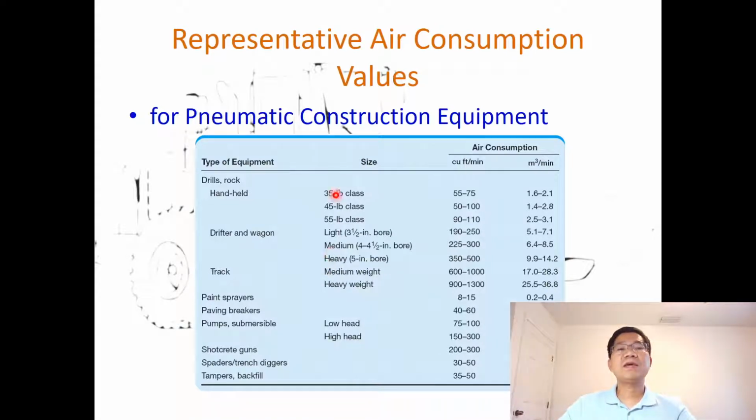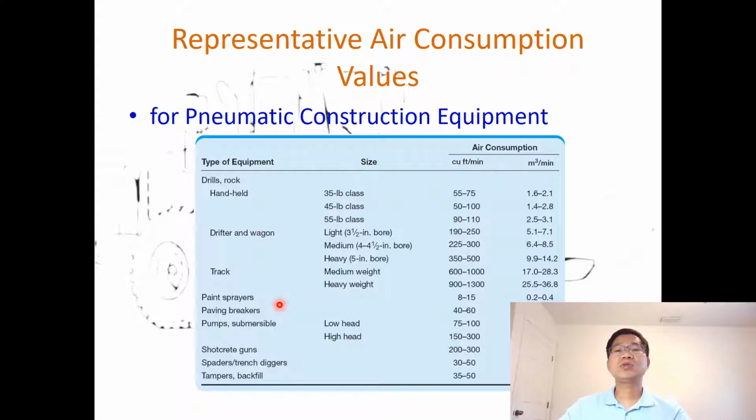The first one, as you can see, shows the different demands for different pneumatic construction equipment, which need a compressor as the power source. This includes drills and different types of handheld tools, rifter, gun or track, and as you can see, with different sizes, the demand for air consumption changes, ranging from 55 cubic feet per minute to 1300 cubic feet per minute.